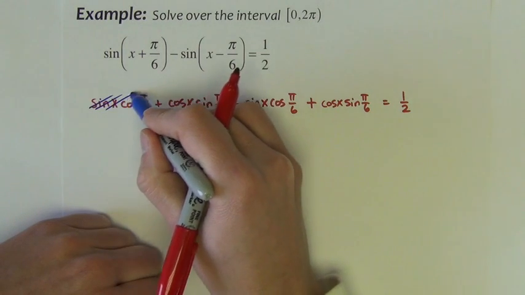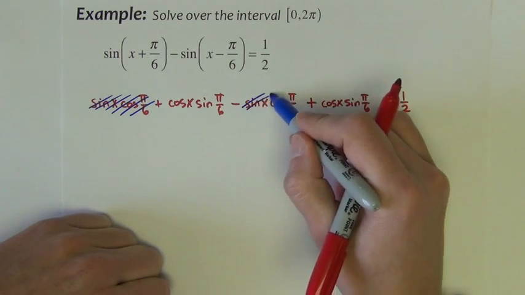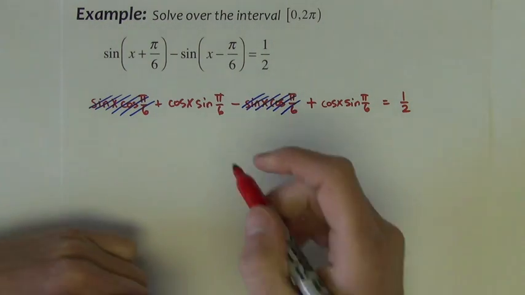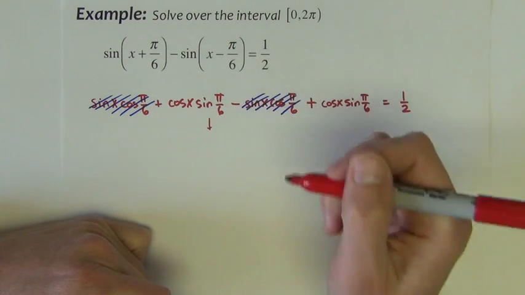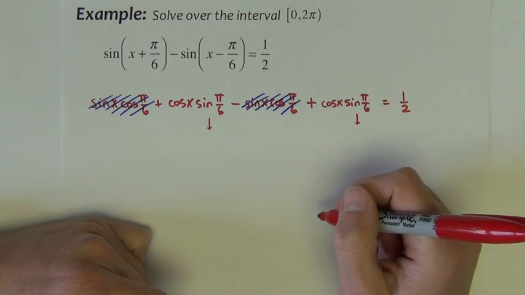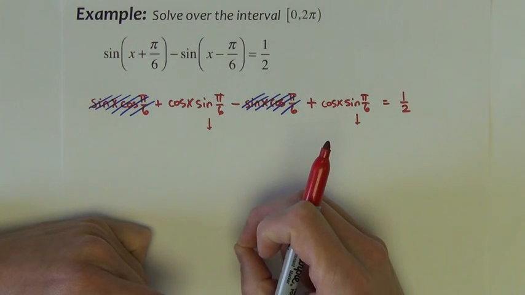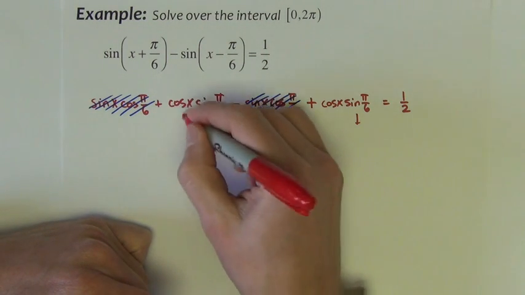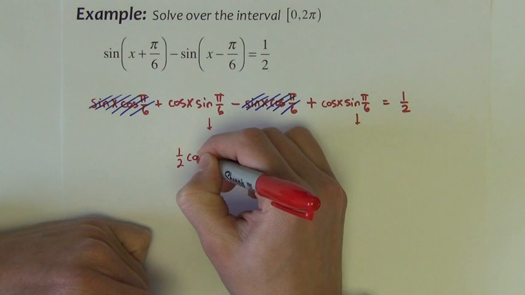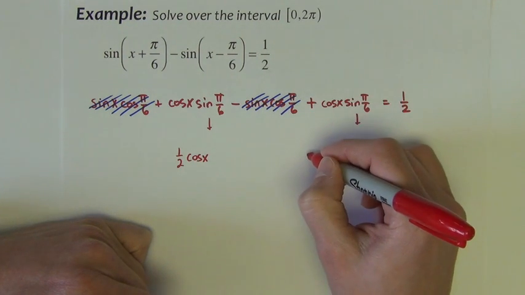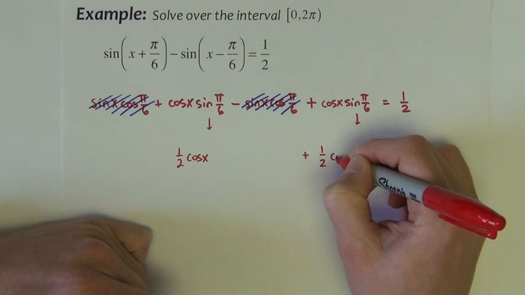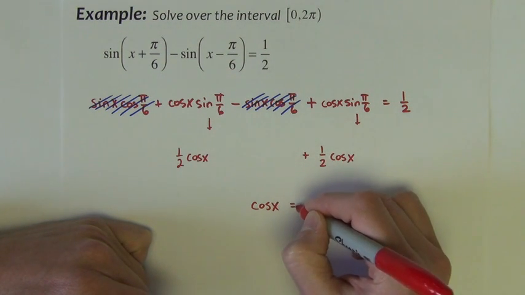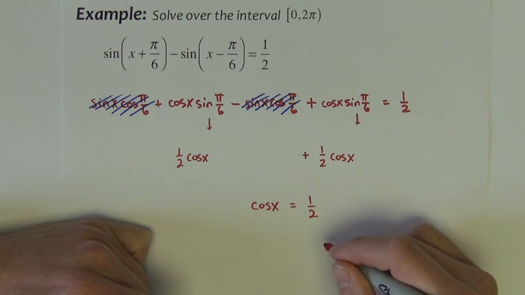This term is a like term to this one, and they add to 0. So that's nice. Half of that mess is gone. Sine of pi over 6 shows up twice right here. Let's just pull that value from the circle. The sine of pi over 6 is a half. So that makes this term a half cosine x. That makes this term half cosine x. So I have half and half, and I have just 1 cosine x equal to 1/2.